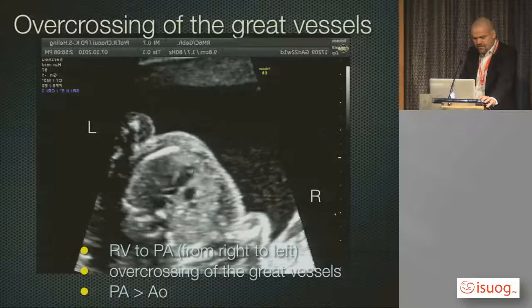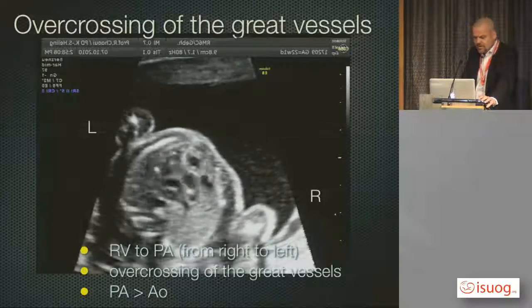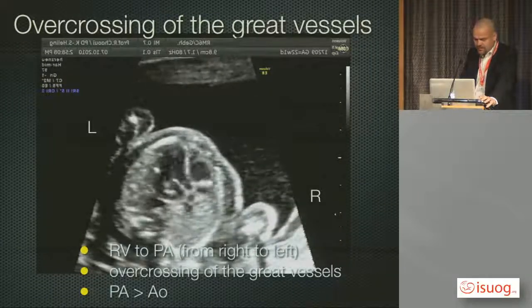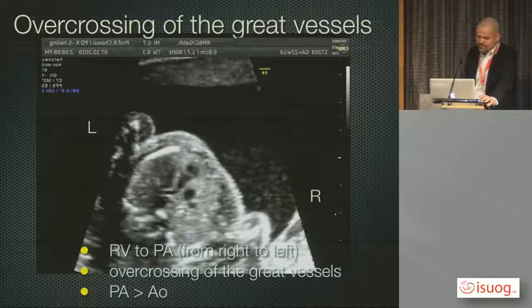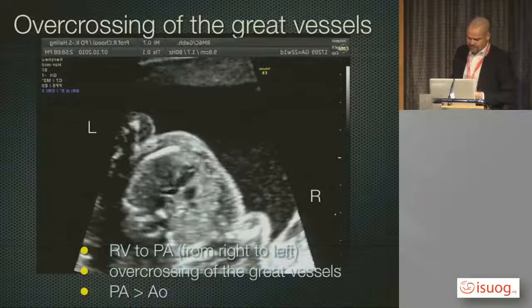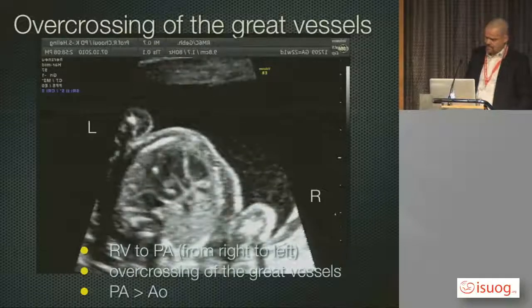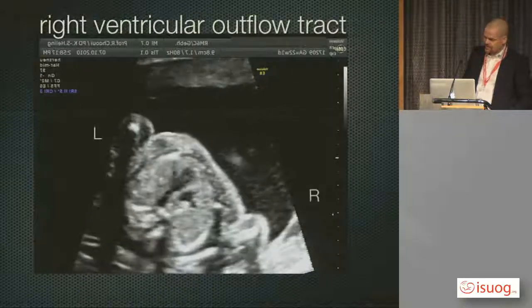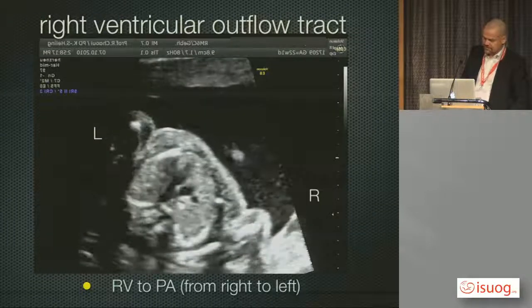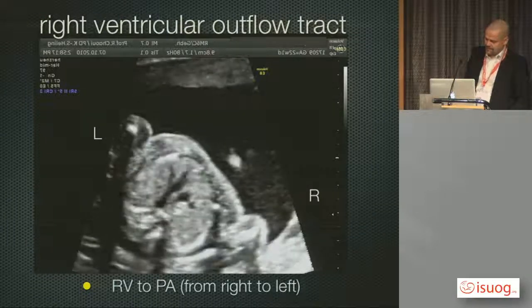First, the aorta is coming from the left, going to the right, and then the pulmonary trunk is coming from the right, going directly to the left. The pulmonary trunk always has a bigger diameter than the aorta, and the right ventricular outflow tract shows us a direct course from the right to the left.